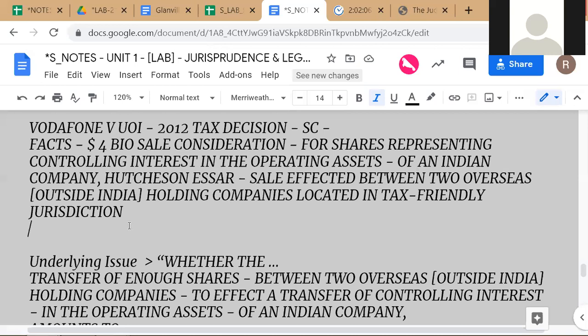Okay, so the issue that came up in the case was the issue prima facie. I will talk about the distinction between the issue prima facie and the underlying issue. Okay, so the issue prima facie was the tax department said, okay, so let's call them income tax department.